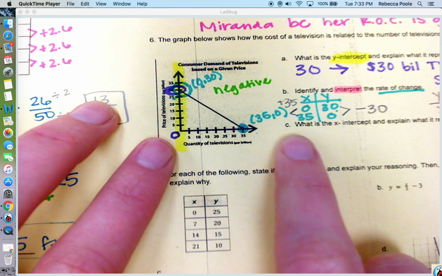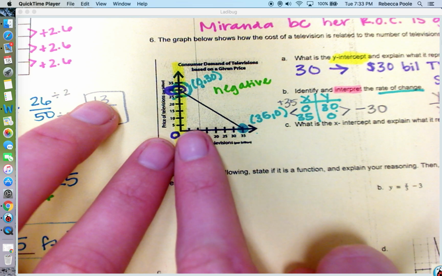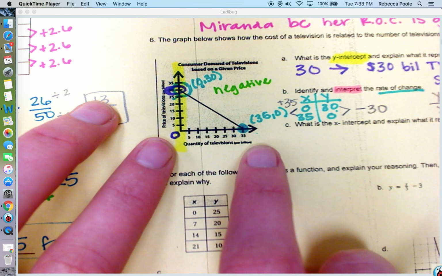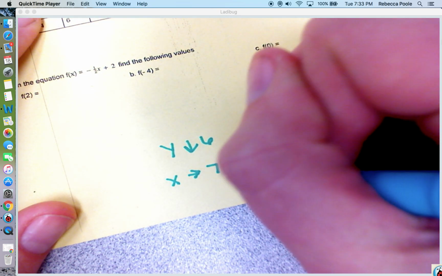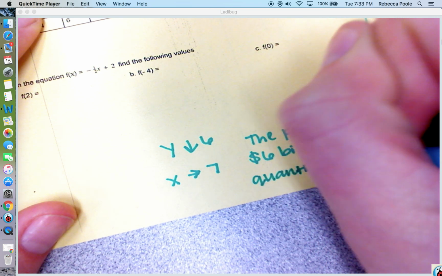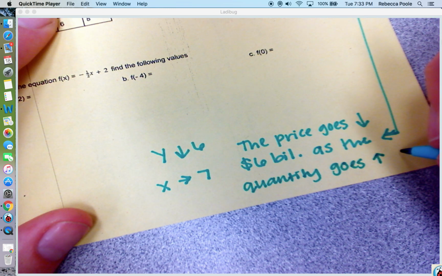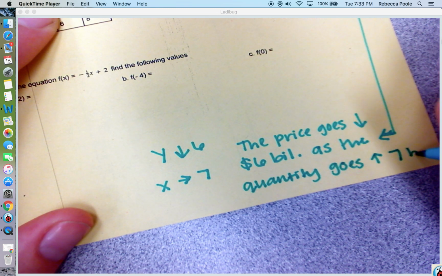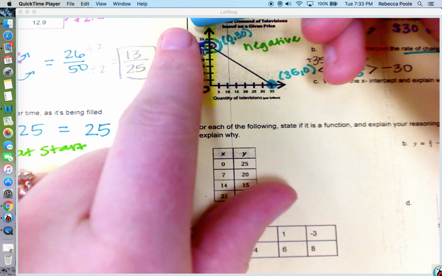As, now let's look at our x's. They're going to the right, so they're going up, right? Do you see how these numbers are getting bigger? So as the quantities increase, the price goes down as the quantity goes up 7 billion. Okay? So the price of this graph is decreasing because it's negative.